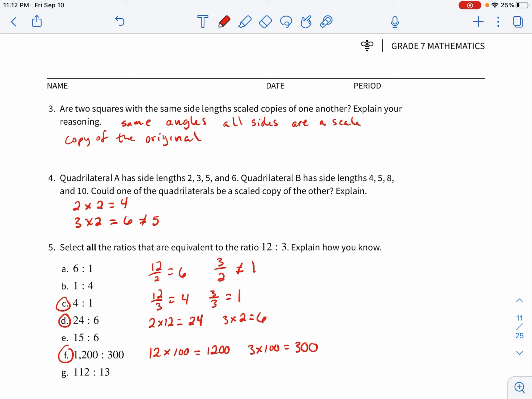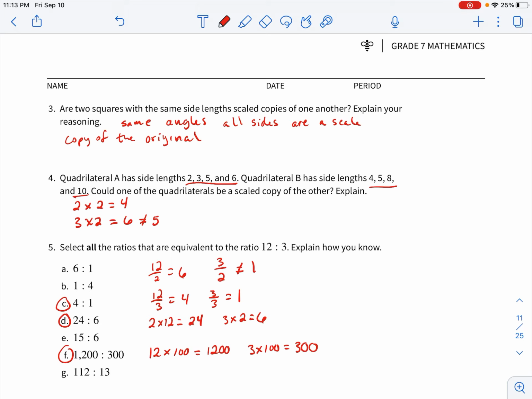Okay, number 4, quadrilateral A has side lengths 2, 3, 5, and 6. Quadrilateral B has side lengths 4, 5, 8, and 10. Could one of the quadrilaterals be a scaled copy of the other? Explain. If it's a scaled copy of the other, then you will find one factor that you can multiply all of these original dimensions by to get your corresponding dimensions of the other one.